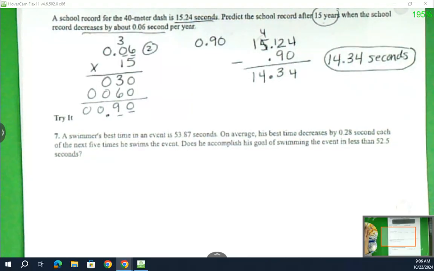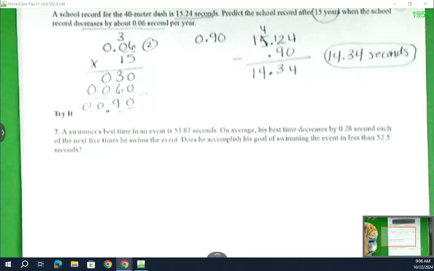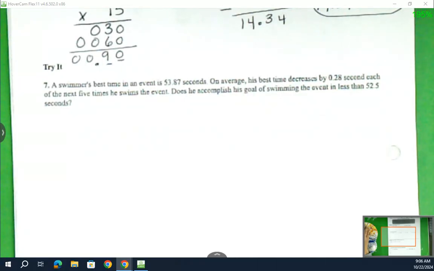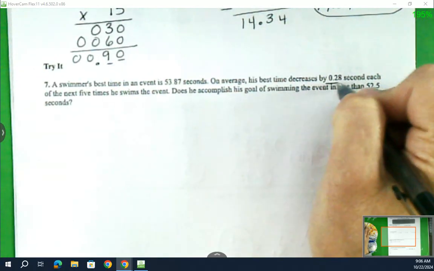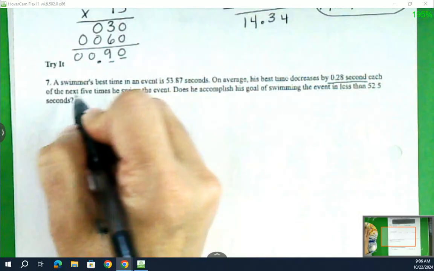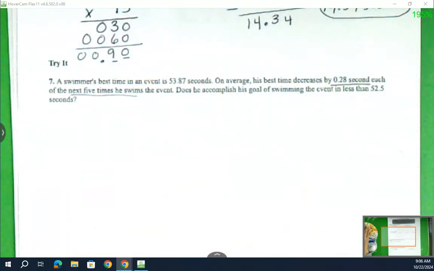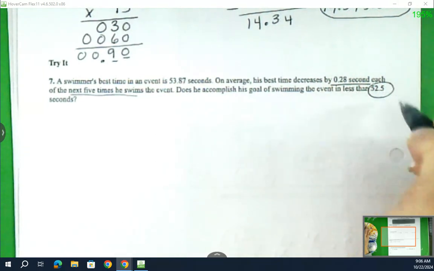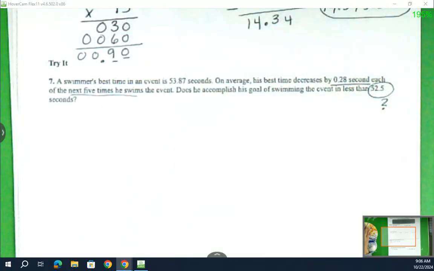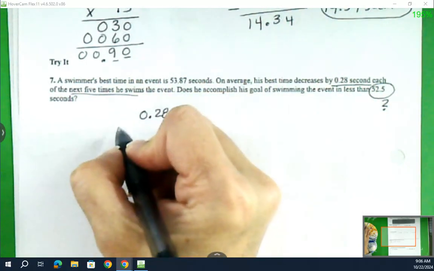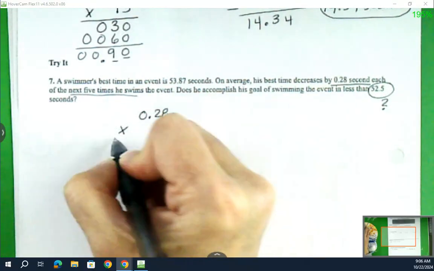Okay, looking at number 7, we have a swimmer's best time in an event is 53.87 seconds. On average, his best time decreases by 0.28 seconds each of the next 5 times he swims the event. Does he accomplish his goal of swimming his event in less than 52.5 seconds? So that's the question we're answering. So we're going to do 0.28 times the next 5 swims.